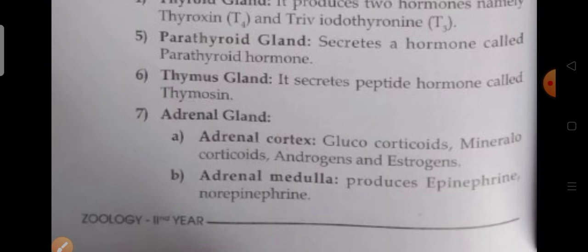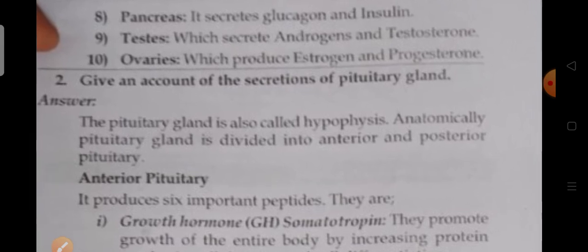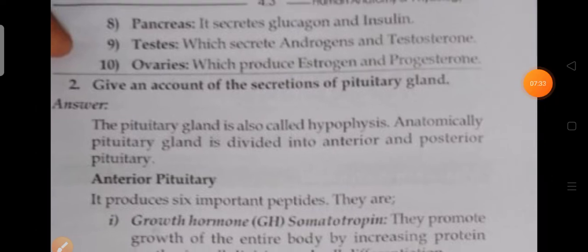Glucocorticoids, mineralocorticoids, androgens and estrogens are all related to the adrenal cortex. Next, the adrenal medulla produces epinephrine and norepinephrine. These are all related to the adrenal medulla. Next, coming to the pancreas, it secretes glucagon and insulin. Glucagon increases the blood glucose levels, whereas insulin reduces the blood glucose levels. It's clear? Okay. Next, the testis secretes androgens and testosterone.